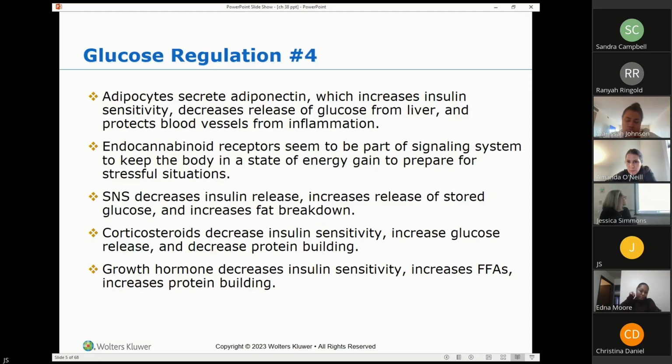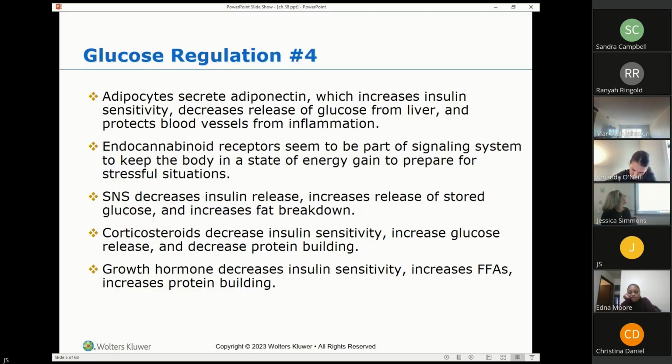There's a lot of words here. Adipocytes, adipose tissue is your fat. So fat cells secrete adiponectin. Adiponectin increases insulin sensitivity, decreases release of glucose from the liver, and protects blood vessels from inflammation.